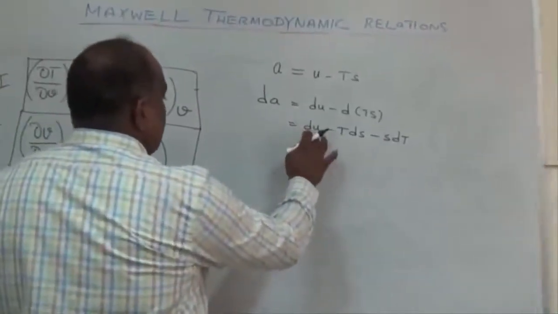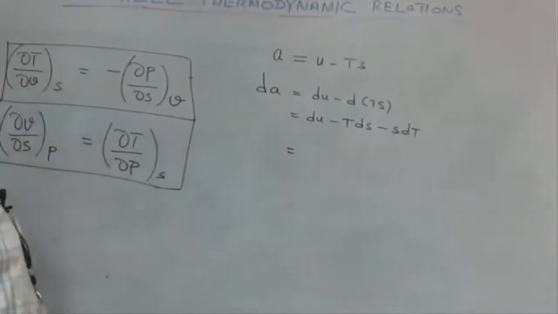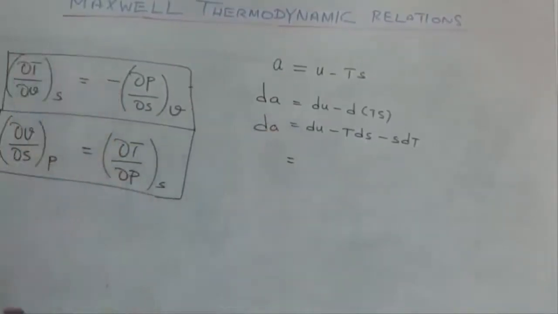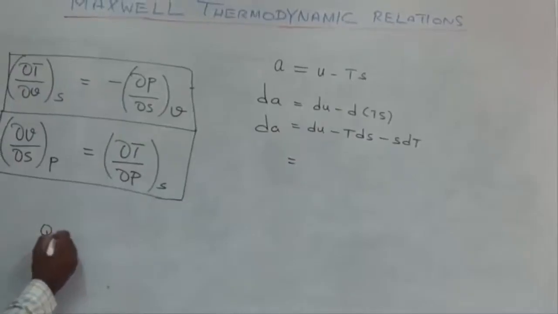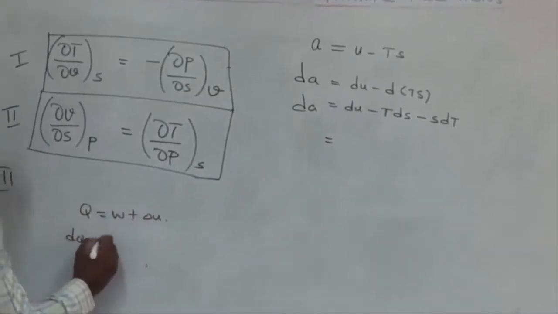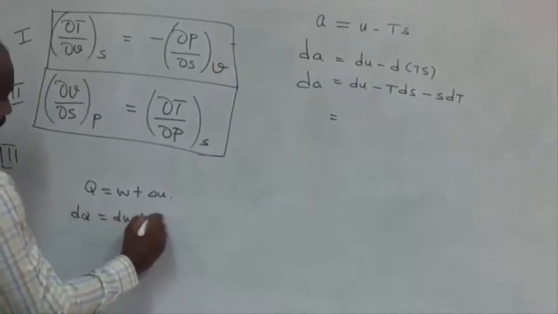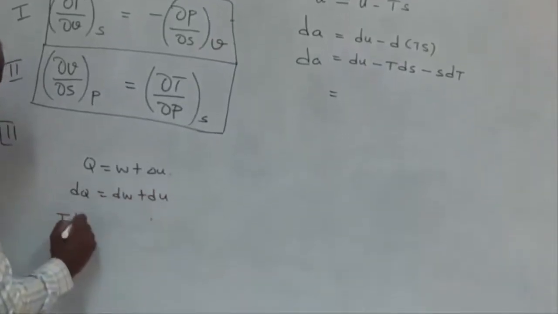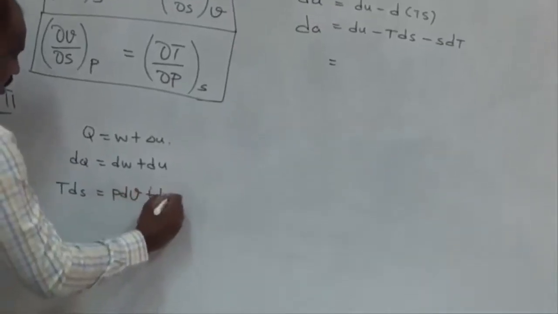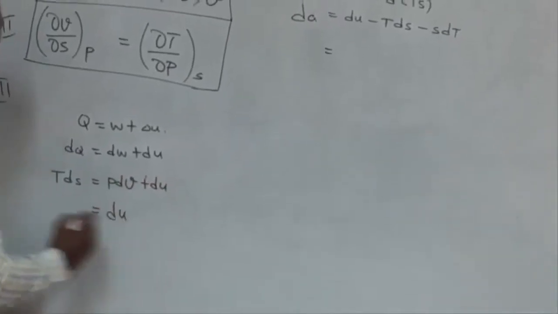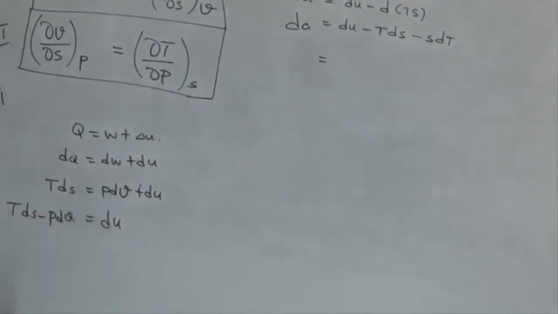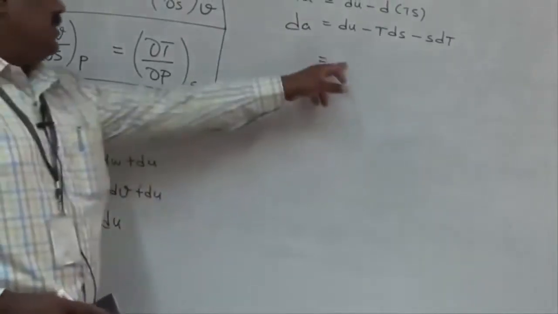Once again, we can substitute the value of dU here. So what is dU? Q equal to W plus delta U, so dQ equal to dW plus dU, TdS equal to PdV plus dU. So from this, dU is nothing but TdS minus PdV. So substitute for dU in this expression.